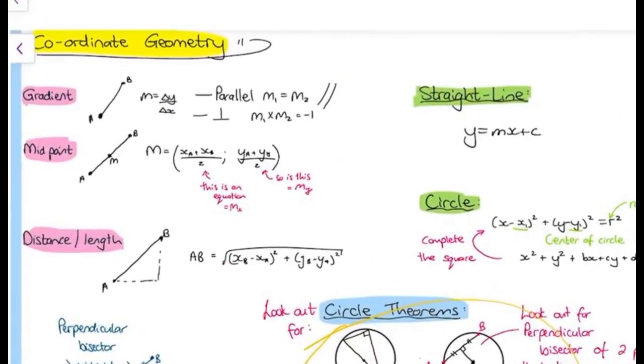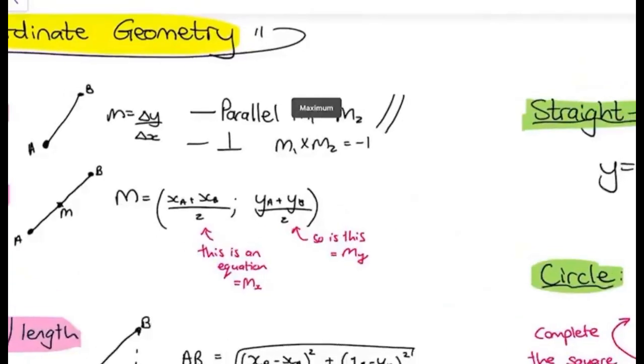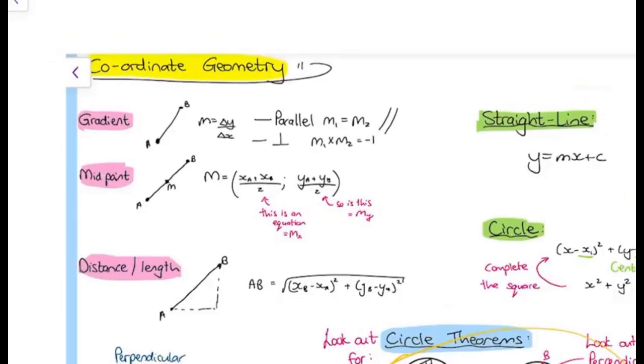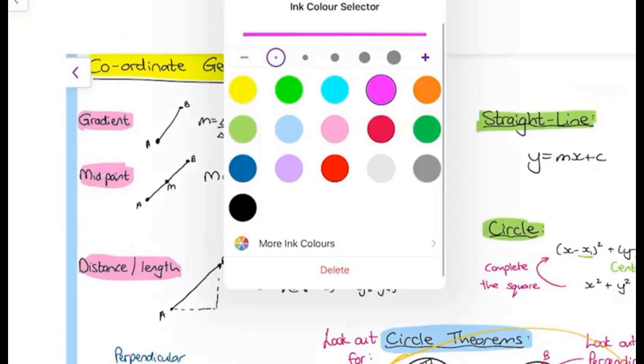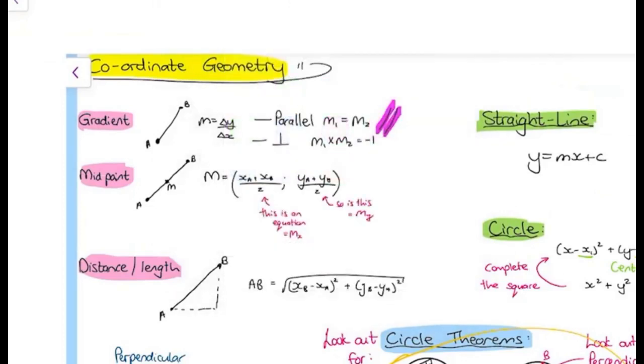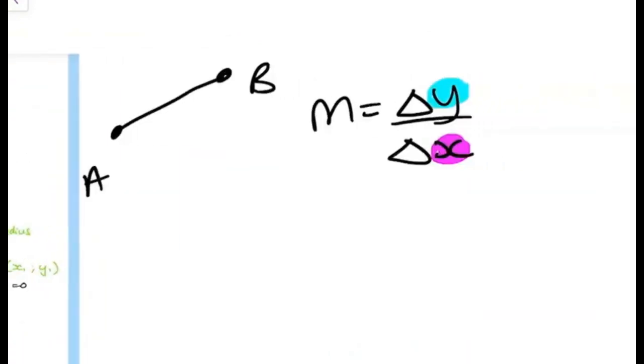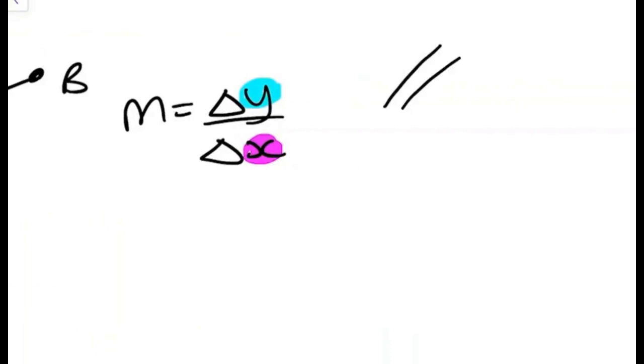Okay? So that's how we find gradients, and then I've just pointed out two special gradients. So if anything is parallel, it means that the gradients are the same. And then if you have perpendicular gradients, it means that your one gradient times the other one should be equal to -1. So parallel gradients are the same, and then m1 times m2 is equal to -1. That means they are perpendicular.